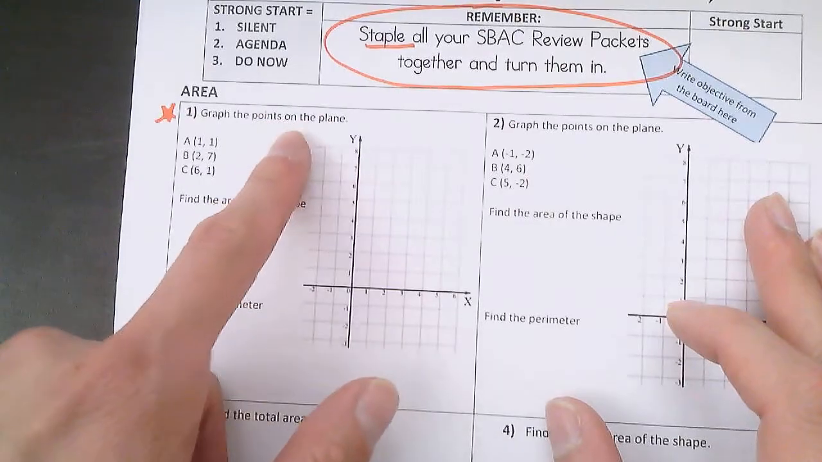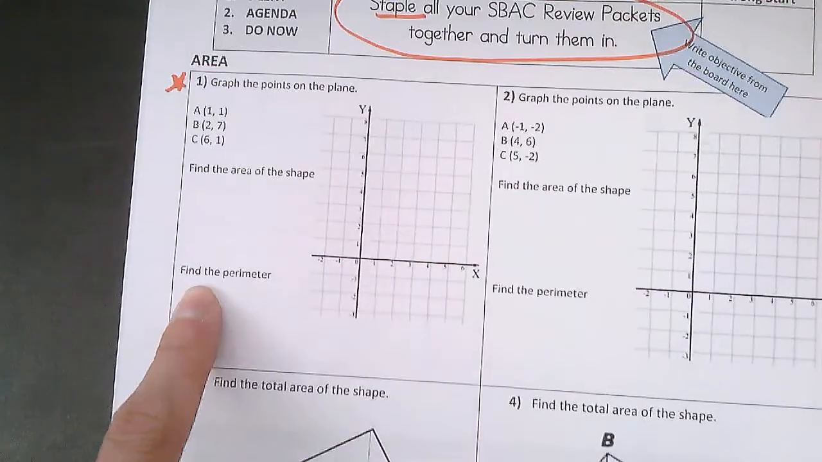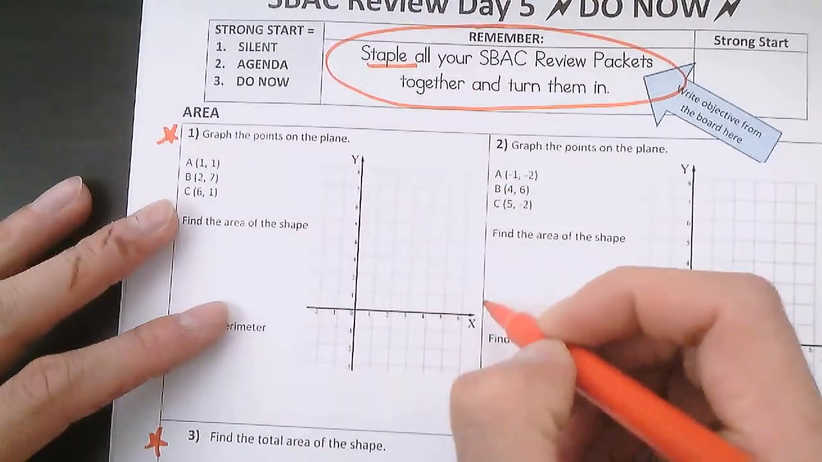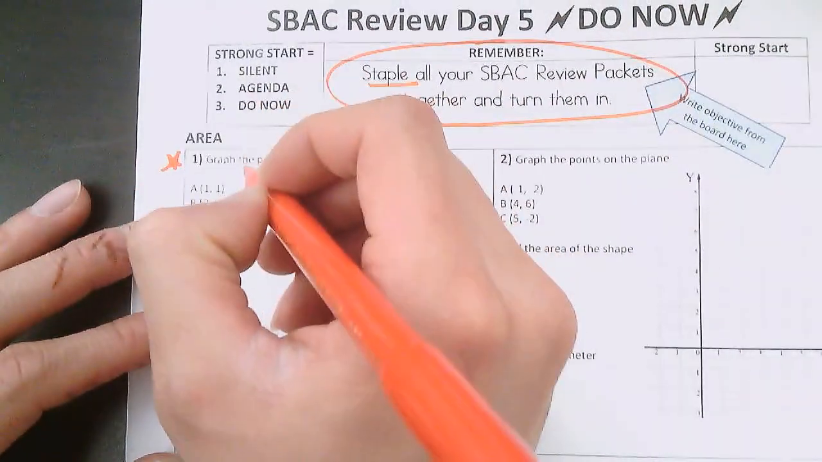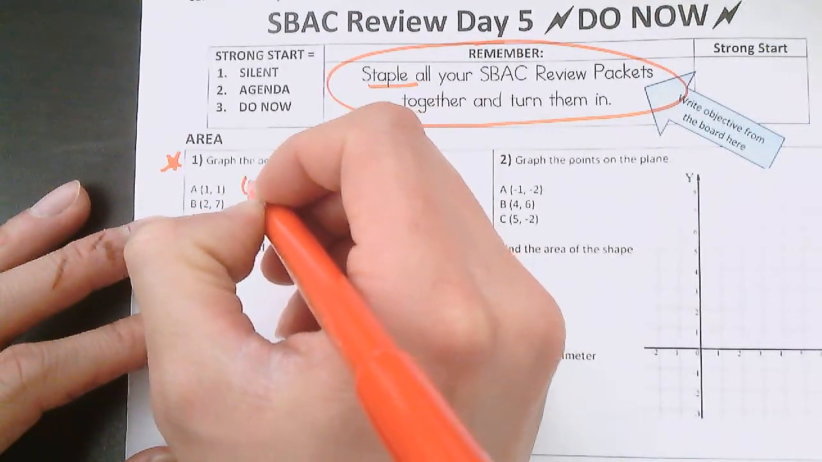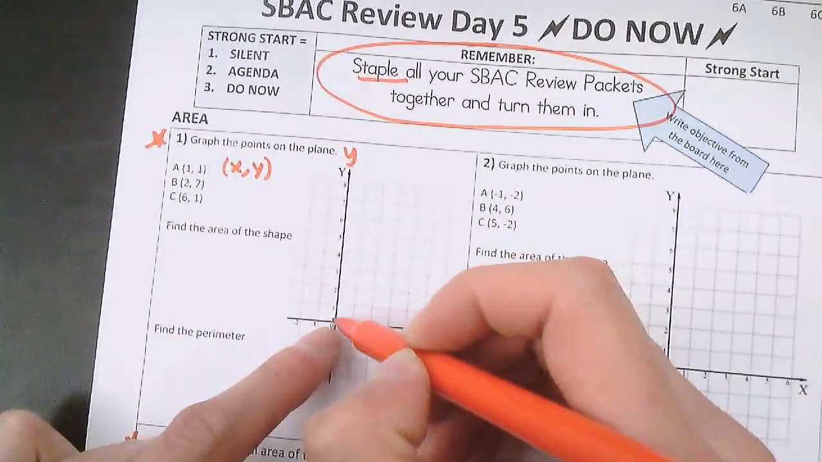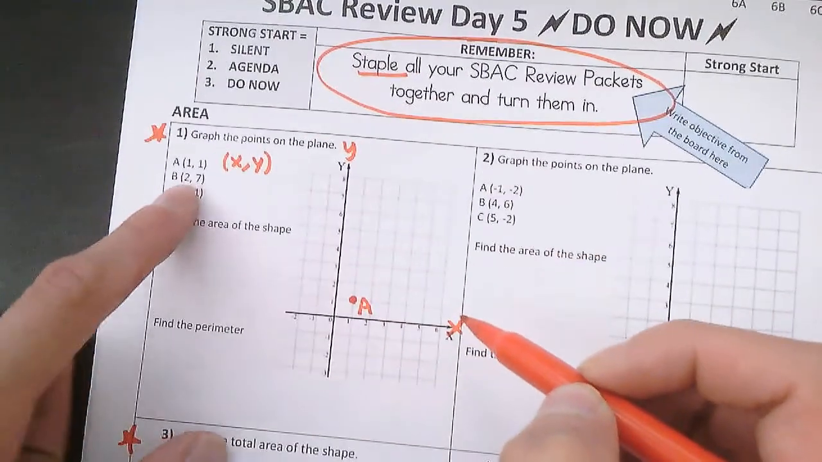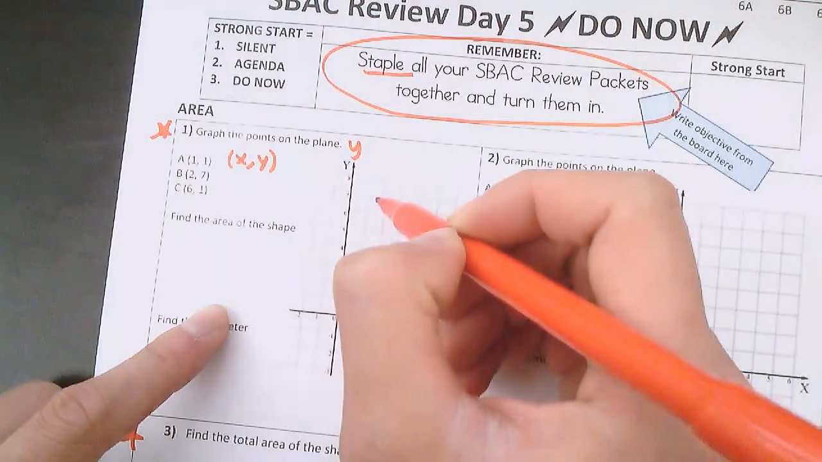Okay, number 1. We're graphing these 3 points on the plane. We're going to find the area of the shape, and then it's asking us to find the perimeter. Point A is 1, 1. So remember the x-axis is here, the y-axis is here, the x value is first and the y value is second. So 1, 1 means we go 1 to the right and 1 up. Point A is going to be right here. Point B is 2, 7. That means we go 2 to the right and then 7 up. That's right here.